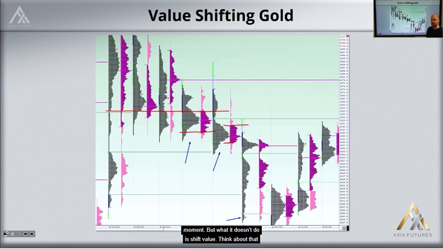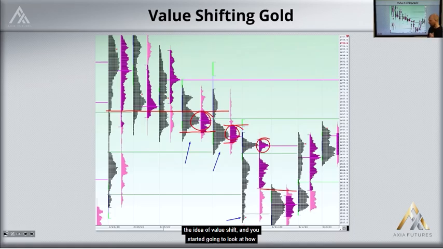But what it doesn't do is shift value. Think about that previous example. VPOC is left at the top, that's this pink line. Value on the whole is in the upper half of the range. The next day, we do accept value lower, but there's always going to be a doubt if you move above the range of this day, that we get pulled back to where value was left and where value slightly deviated lower without really driving lower.